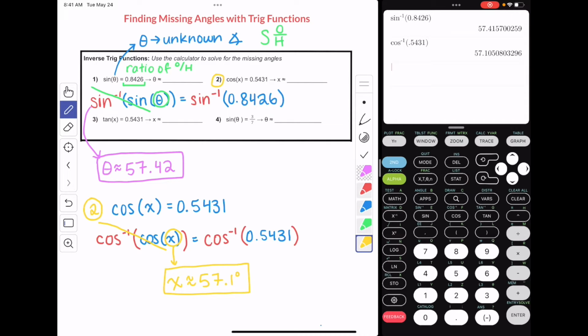Try out questions 3 and 4 on your own. You're going to notice the only thing that changes about question 4 is that now you're looking at a fraction instead of a decimal. When you type this into your calculator, I'm just going to show you over here, you're just going to write it in with your 3 divided by 7, just like this, and it should be inside of your parentheses. But you don't need to change anything about the way you're entering it into the calculator.